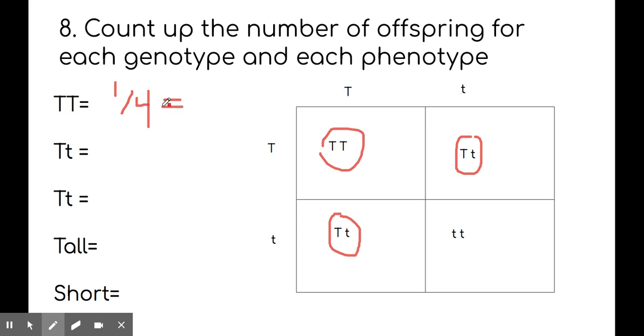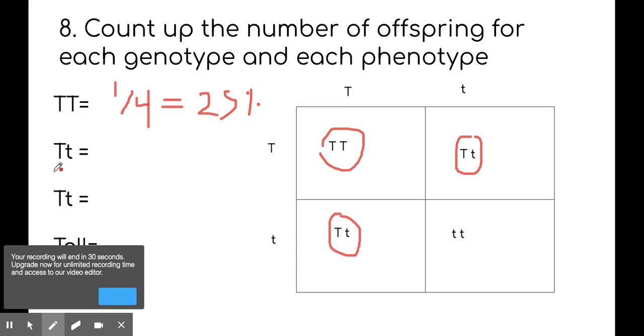have the capital T genotype, and if we wrote that as a percentage, that would be 25%, just like we count quarters, right? One quarter is 25%. Then what percent of our offspring are heterozygous? Well, if you look here, 2 out of our 4 are heterozygous. Converting that into a percentage, that would be 50%.